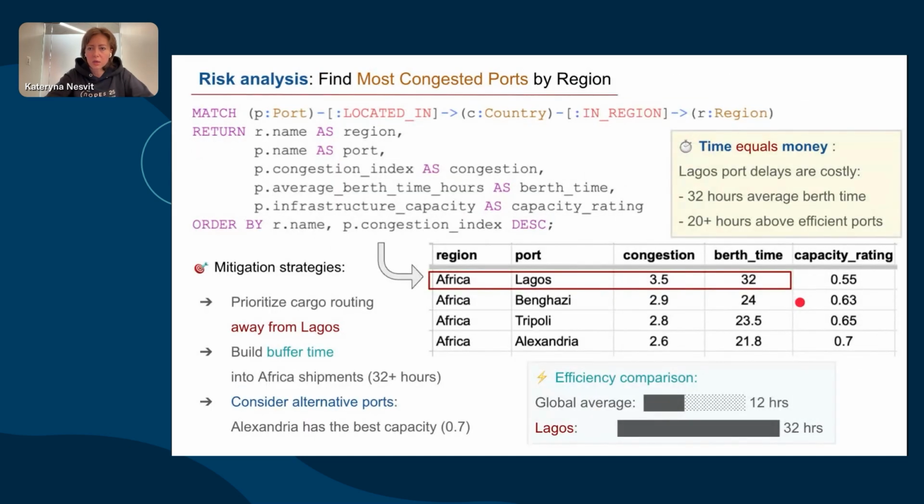The next slide, I show you how to find the ports that would require the most attention. Let's say we compare our global average of 12 hours to these laggards in Africa. It's 32 hours, almost 3 times. It's time equals money. Again, we should have our focus in here to avoid the major issues so you don't get in trouble.